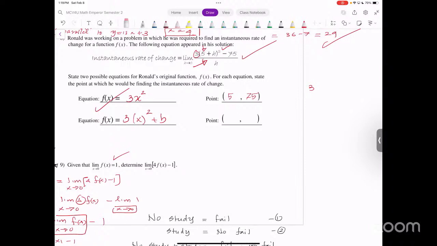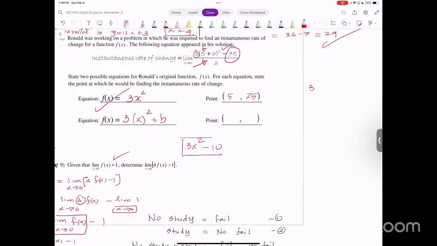So another way, when I do all my substitution, I should get negative 75 in the formula, isn't it? So let's do this. 3x squared. For the b, let's substitute minus 65. So, I mean, minus 10.